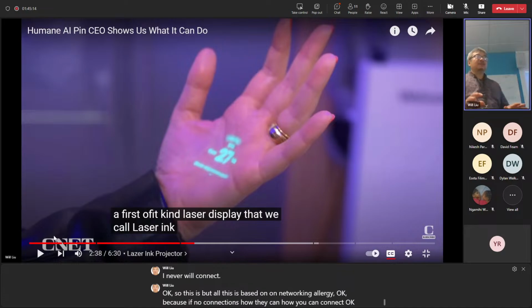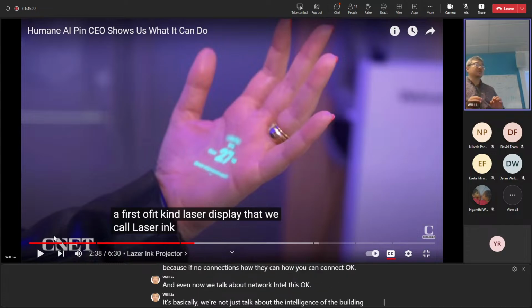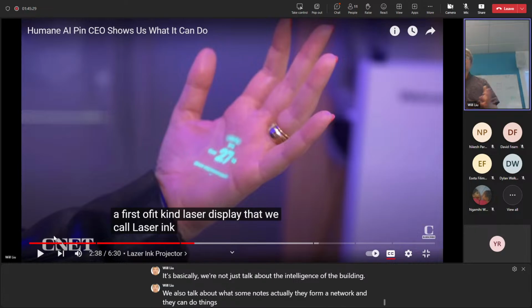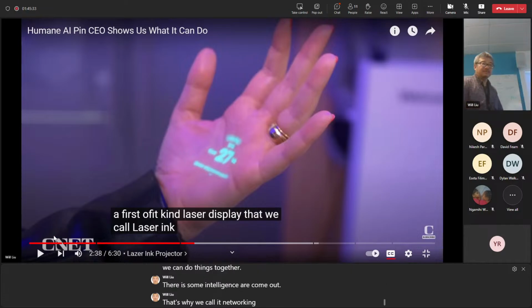And even now we talk about network intelligence. Basically, we not just talk about the intelligence of the computing. We also talk about when some nodes form a network and they can do things together, there is some intelligence that comes out. That's why we call it network intelligence. Okay, so this is another one.